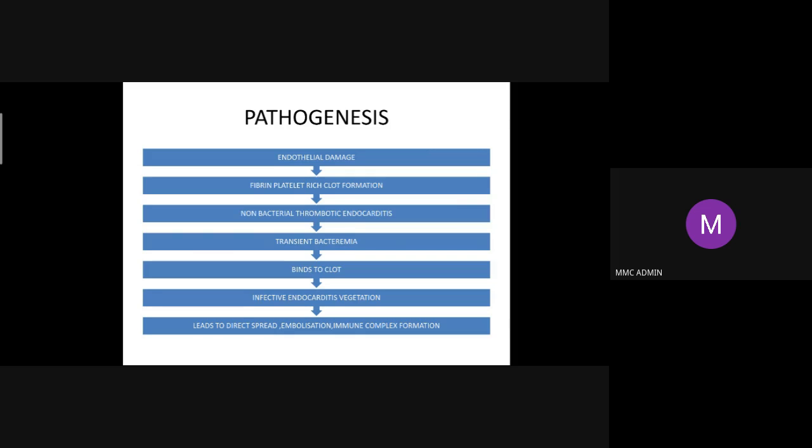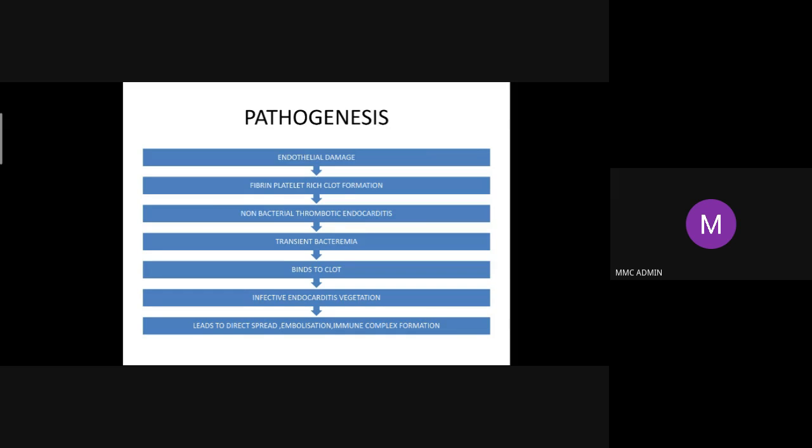In transient bacteremia, the bacteria bind to the clot, thereby leading to the development of vegetation. After the development of the vegetation, it may lead to direct spread to the myocardium or pericardium, causing septicemia, or the vegetation may embolize to peripheral organs like the eyes and peripheral vascular areas, or immune complexes may get deposited in the kidney, causing glomerulonephritis.